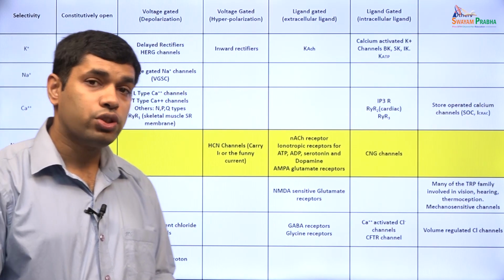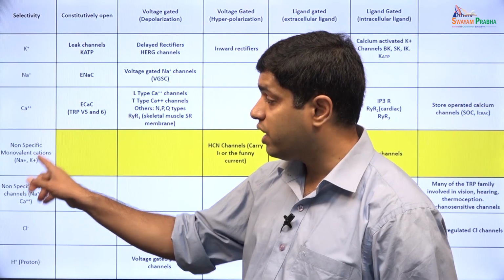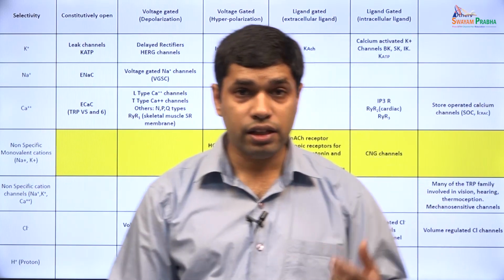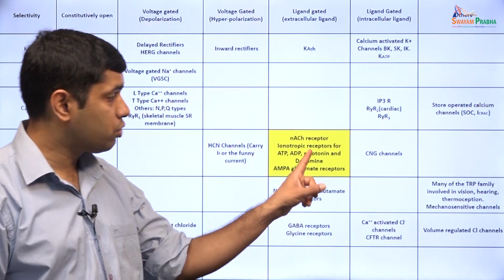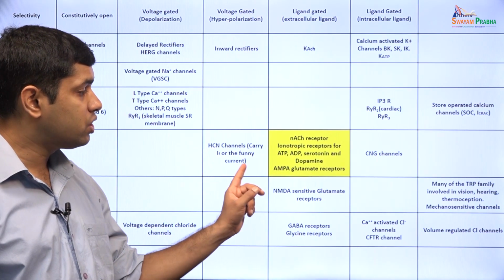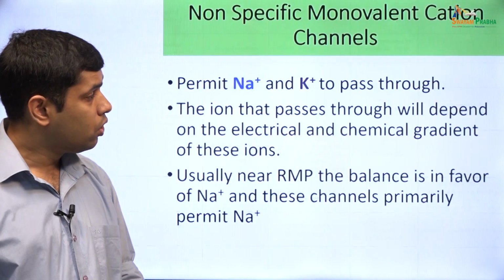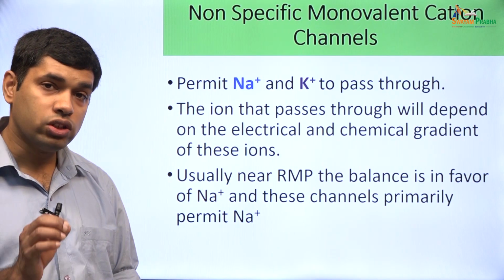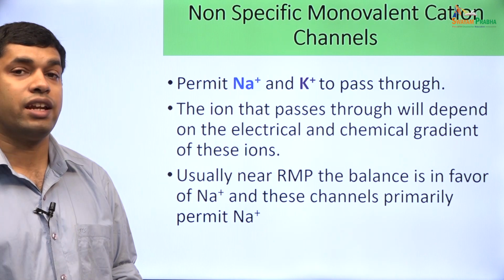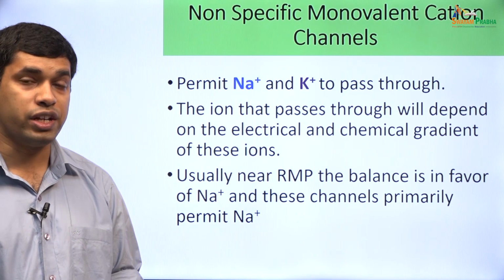We will now move on to the next type of ion channels, and that is the non-specific monovalent cation channels, and in particular we will be talking about the nicotinic acetylcholine receptor, we'll talk about the HCN channels, and we'll talk about a few other receptors in this category. What do we know about them? These are non-specific monovalent cation channels, so they permit monovalent ions like sodium and potassium to enter through.